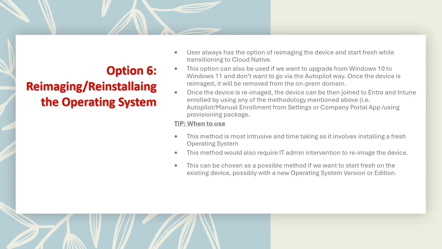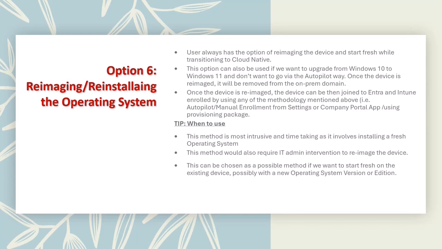The use case is, I have a device which is Windows 10. It is hybrid Azure AD joined, managed via group policy. I want to transition this device to cloud native. So one option is, I can do all that I have spoken about until now. The other option is, I reimage that device with a new image of Windows 11. And when I'm reimaging the device, as a part of the reimage, in the OOBE screen itself, the device can be joined to Azure AD directly.